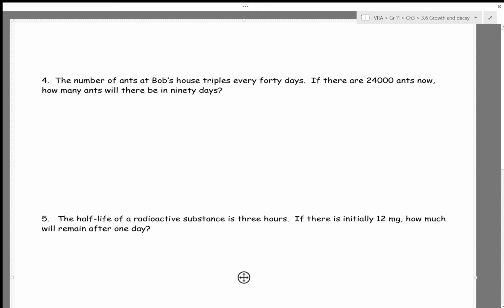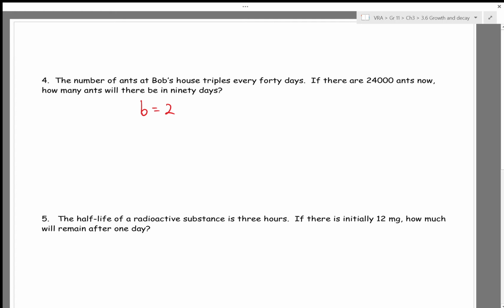So it's the same thing over and over. Now the number of ants at Bob's house, hopefully that doesn't happen to you, but time to time it happens. So ants at Bob's house triple every 40 days. Oh gosh, every 40 days it triples. Now it means that, let's say, 1 ant becomes 3 ants, so you increase by 2. Increase by 2 is twice as much as the initial, so your B is then 200%, or we can say just a 2.